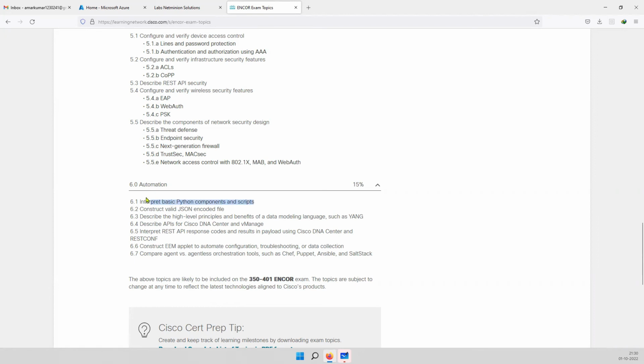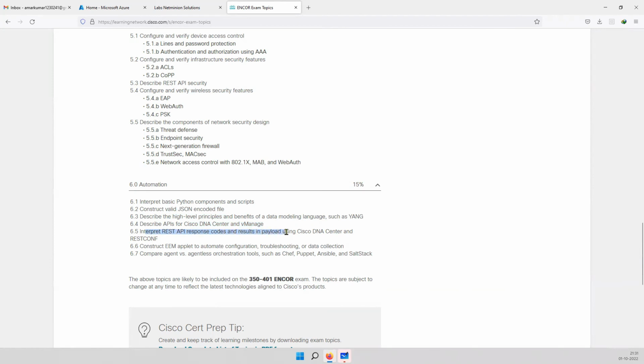So using scripting, how you can interact with those devices, how you can construct the JSON file. Okay, JSON is another format of automation script. Then we will talk about the high level principle or benefit of a data modeling language, such as YANG. Okay, there are YANG templates using which you can do the data modeling. We will describe what an API is and how it can be used with Cisco DNA Center or with vManage. And we'll also talk about interpretation of REST API response codes.